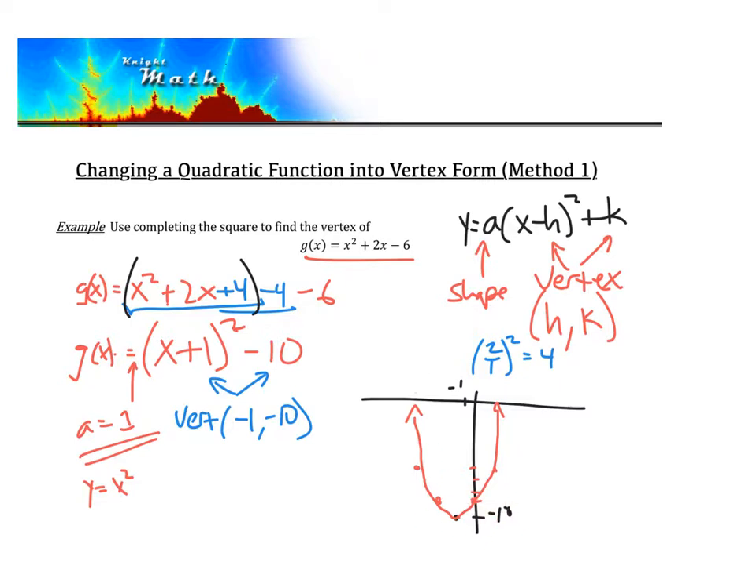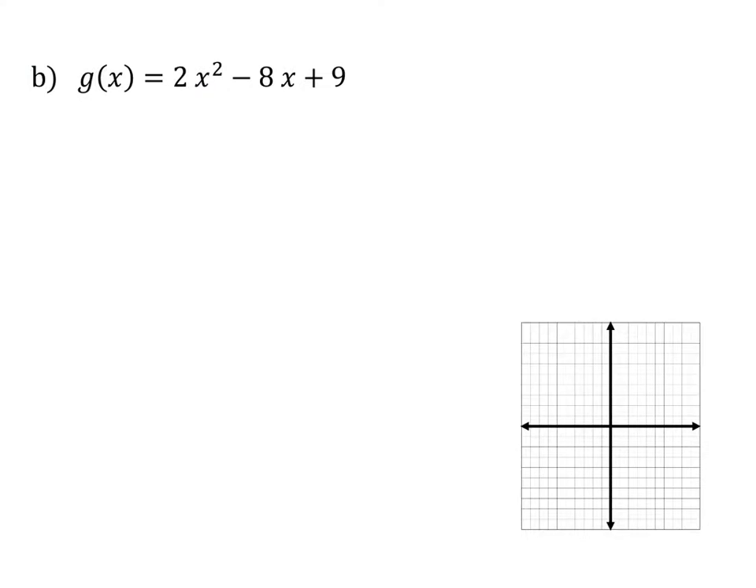All right? Let me show you one more where we don't have an a value of 1. It gets a little more challenging here, but let's check it out. All right, so let's try this guy. A little different here because we have the 2 in front. So we've got to find a way to deal with this 2.